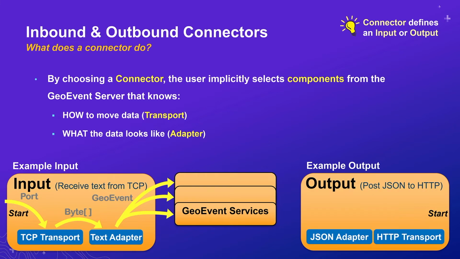On the output side, we've defined the connector as a JSON adapter and an HTTP transport. So the output, the reverse happens from the input. The adapter accepts the outgoing events from the services. It deconstructs the GeoEvent into the outgoing format, and then the transport takes that data and sends it along. And all of this happily occurs until the transports are stopped.